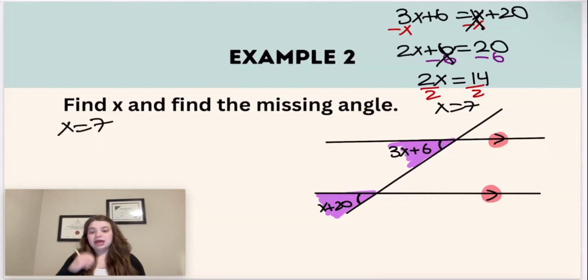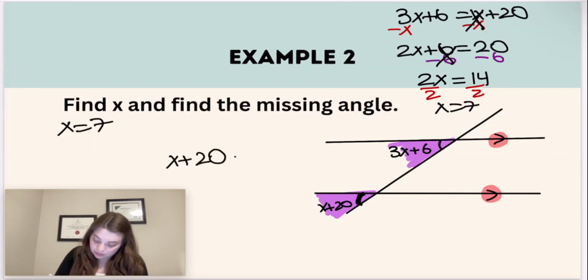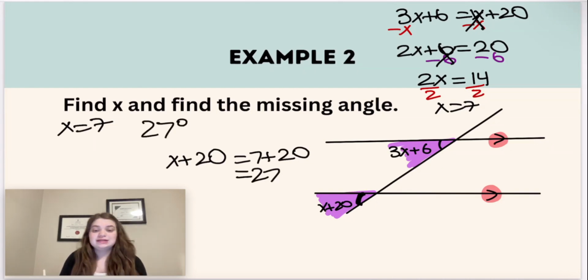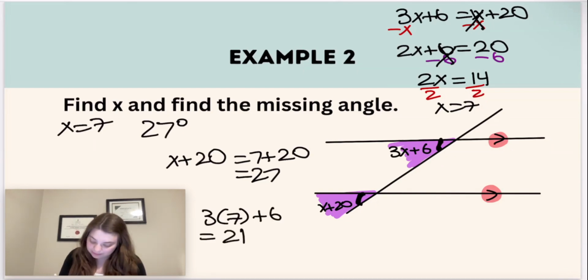Now, what is the angle then if x is 7? Well, we notice that if we use this first angle right down here, we'll get x plus 20, which is 7 plus 20 since x is 7, which is 27. So 27 degrees is the missing angle. Or if we plugged it into the other equation, the 3x plus 6 equation, so 3 times 7 plus 6, we get, well, 3 times 7, that's 21. 21 plus 6 is also 27.